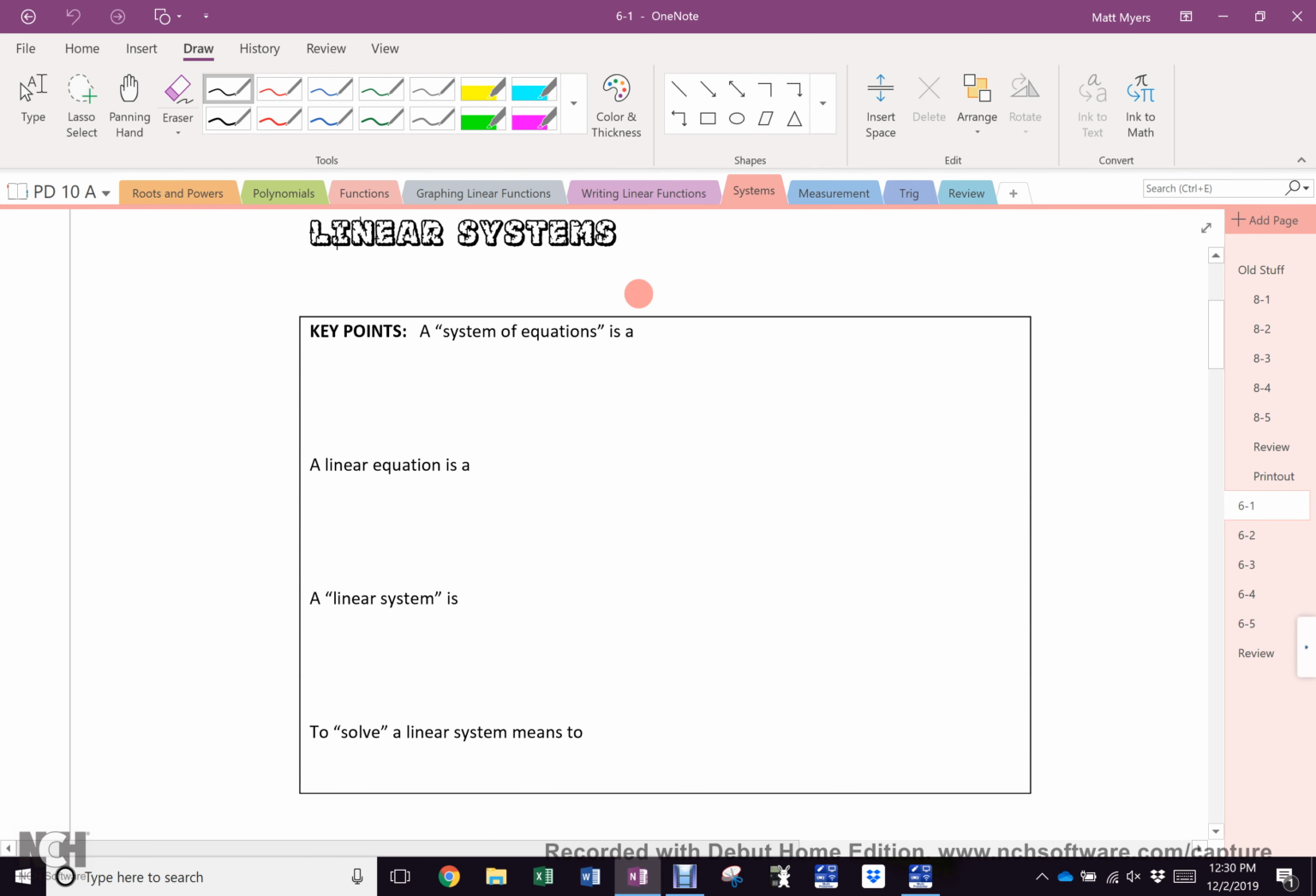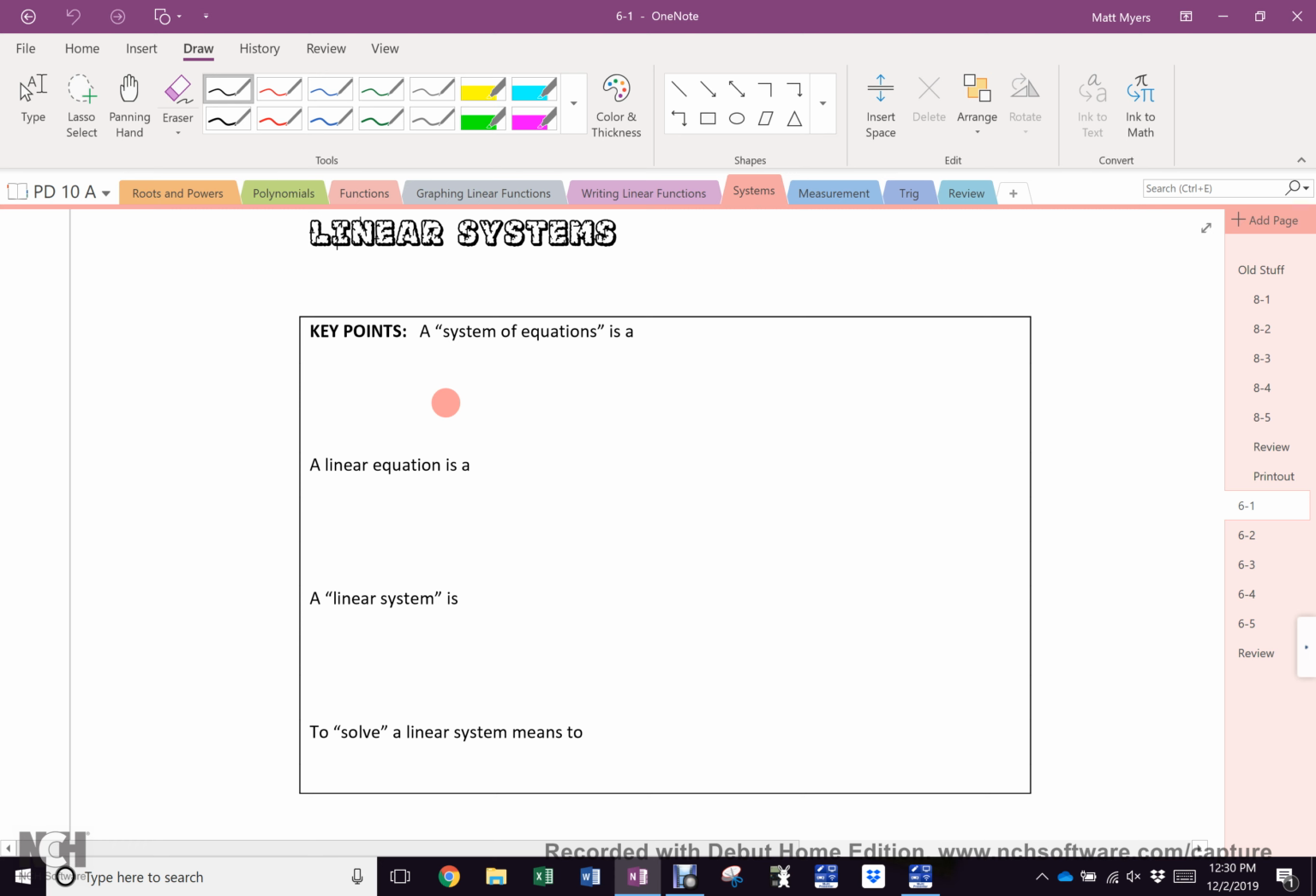So, linear systems. Before we carry on, we need to do some obvious discussion about some terminology. So, first, a system of equations.